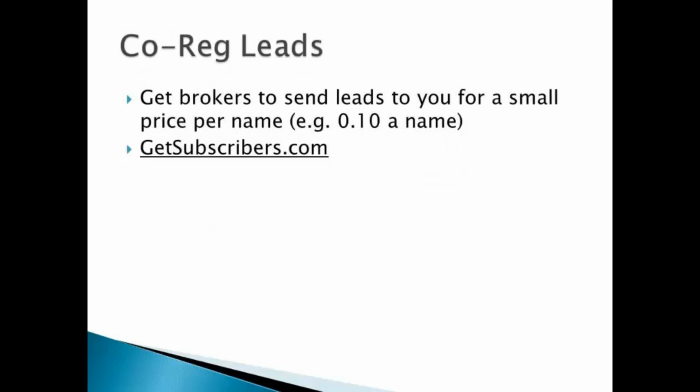Co-reg leads. Get brokers to send leads to you for a small price per name, for example, 10 cents a name. Another method you can do is co-registration leads, or co-reg leads in short. Co-reg leads are like this. You get email brokers to send leads to you for a small price per name that can range from 10 cents a name and so on.